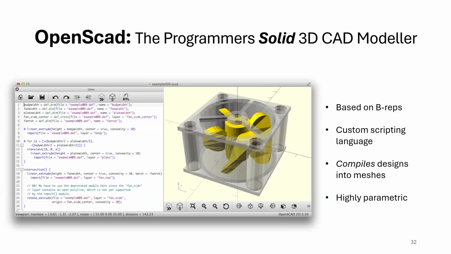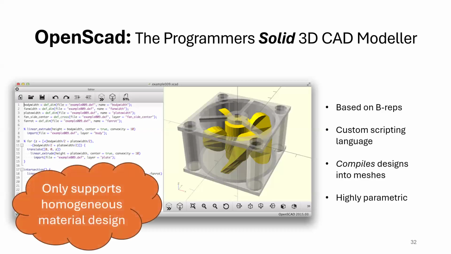What's nice about OpenSCAD is it provides a custom scripting language that we can use to programmatically define objects. It's based on boundary representations, and it compiles directly into meshes. So it's really targeted at traditional 3D printing, but it's nice because it's highly parametric. We can create whole Turing complete programs with for loops and branching to describe how we want to construct our objects. But the key limitation is that this is only going to support homogeneous material design. We're only going to be able to define different materials on a body-by-body basis. We're not going to be able to capture gradient structures or what's actually happening inside one of these bodies.